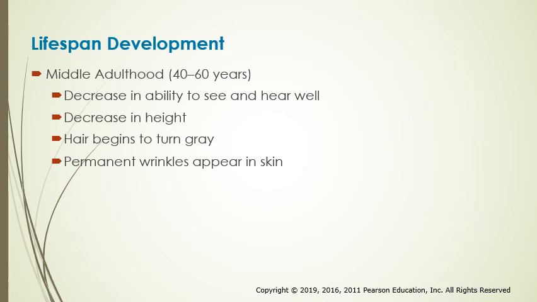Middle adulthood, 40 to 60 years old. Decrease in ability to see and hear well. You might shrink a little height-wise. Hair begins to turn gray or fall out. And you start to get permanent wrinkles.